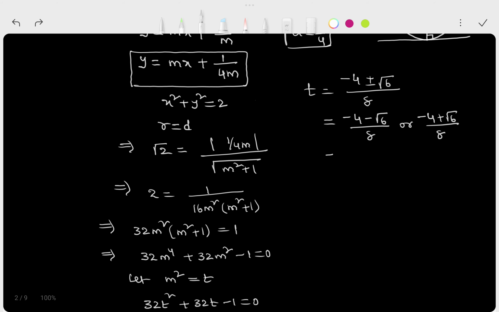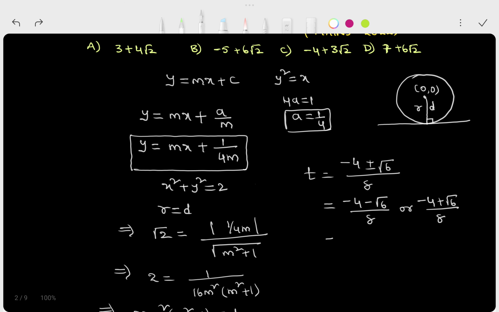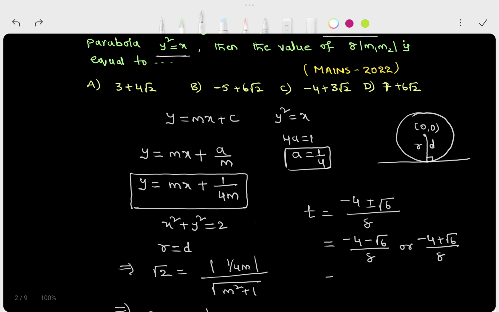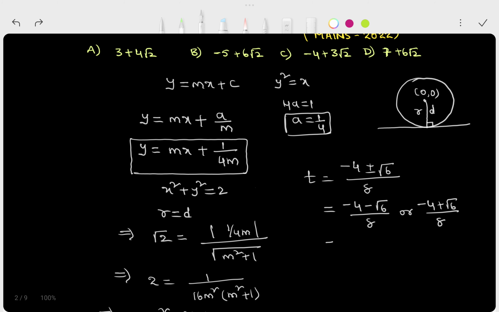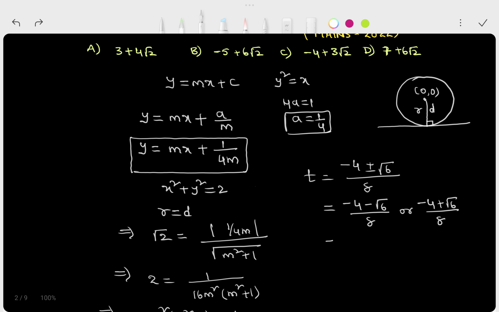So for the m square value, you have to take any one of those values. So you see here the options verification, you do that. Here m1 into m2 is equal to minus 4 plus 3 into root 2, minus 5 plus 6 into root 2, 7 plus 6 into root 2, 3 plus 4 into root 2. So how can we find out this value? You check it very clearly.